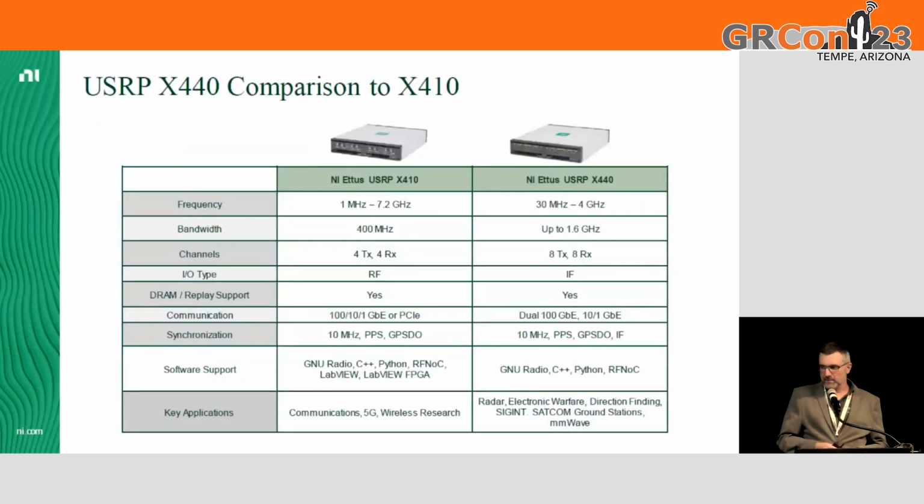If we put it side by side with the X410, you'll see all the things I just mentioned. We have more channels, we have more bandwidth. We have a different frequency range because this is supposed to be used for sort of IF applications. And if you look at the other interfaces, it's pretty much the same. It supports UHD, RFNoC, and through that, it of course supports GNU Radio. We're hoping to see some more software support by other software vendors in the future.